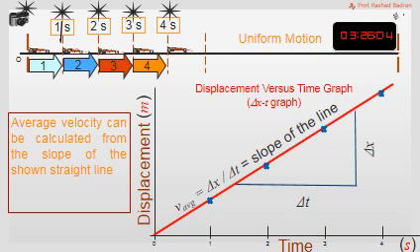As you see, the average velocity here is obtained from the slope of the line. As long as we have a straight line, as you know, the slope is the same. So the average velocity along this straight line is the same, whatever the time interval is.